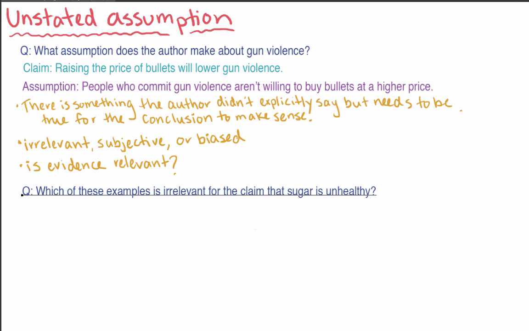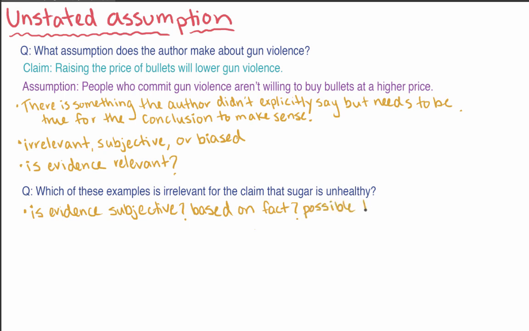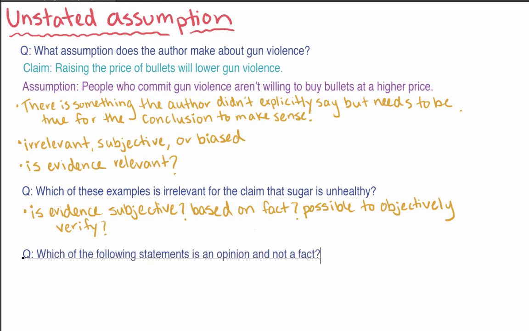It's also important to consider the kinds of information and sources that the author cites to support their point of view. Does the evidence seem to be subjective? Is it based in fact? Is it possible to objectively verify? An example of a question about this is which of the following statements is an opinion and not a fact?